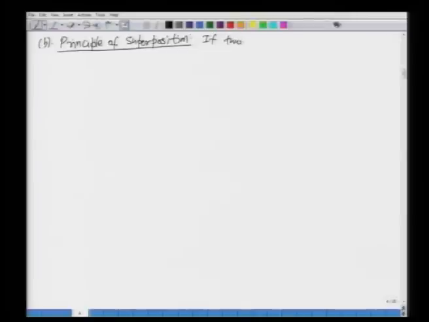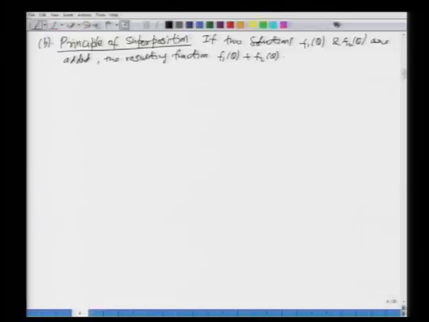if the two solutions, let us say F1(q) and F2(q), are added, or superposed, the resulting function F1(q) plus F2(q) is also a solution.